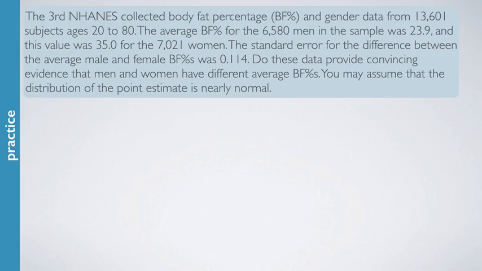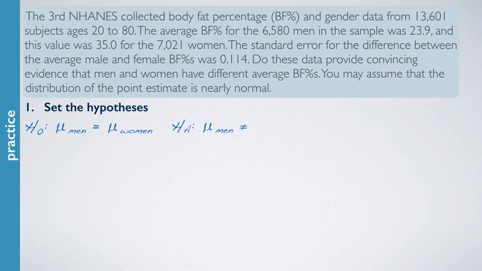First, we want to set our hypotheses. The null hypothesis is going to be that there is no difference between these two populations. The null hypothesis is always a status quo, so that means that the average men and average women body fat percentage are equal to each other. And the alternative is going to speak to our research question: do these data provide convincing evidence that men and women have different average body fat percentages? So the alternative is going to be two-sided.